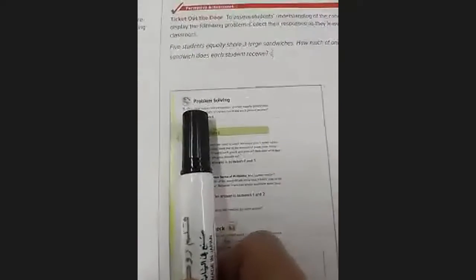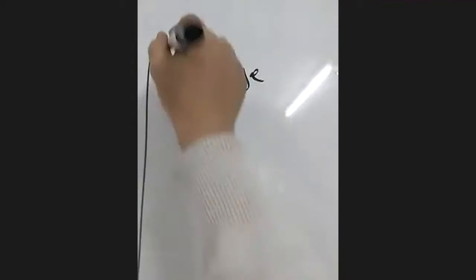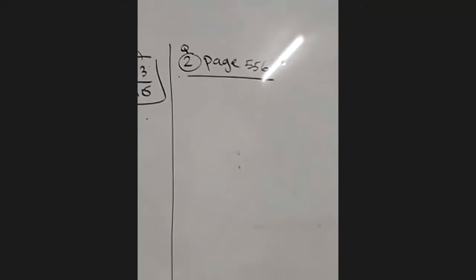Who can read it for me? Yeah, I'll select students now. Ziad Rida. Yeah, sir. Yalla Ziad. One large submarine sandwich is divided equally among 4 people. How much of the sandwich did each person receive? Good. So question 2, guys. We are on question 2. Which page, Ziad? Page 556. 556. Problem solving, right? Yeah.